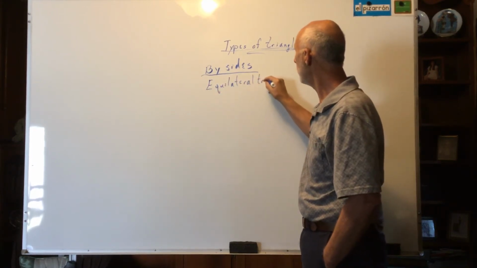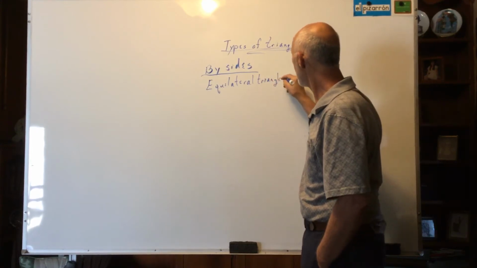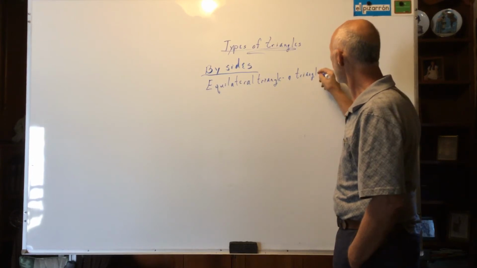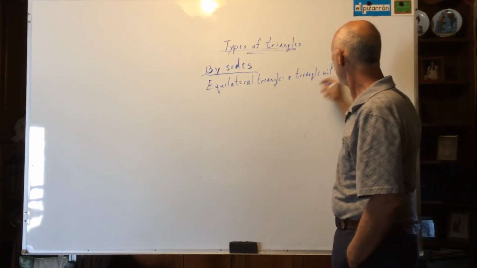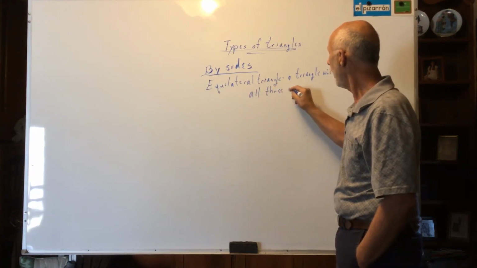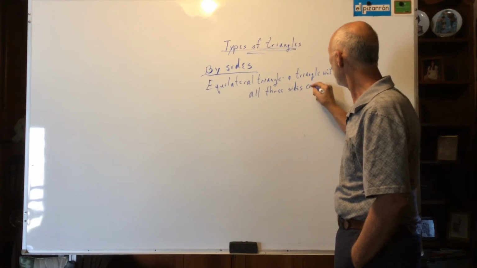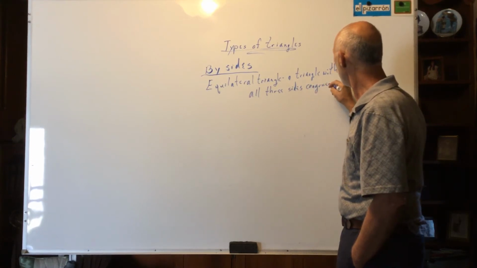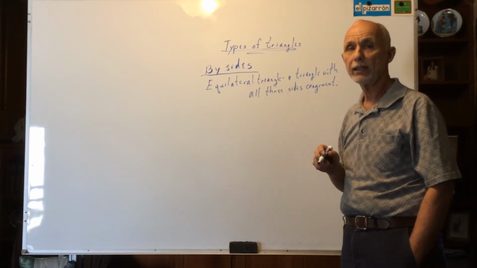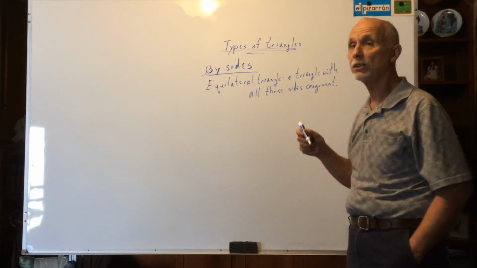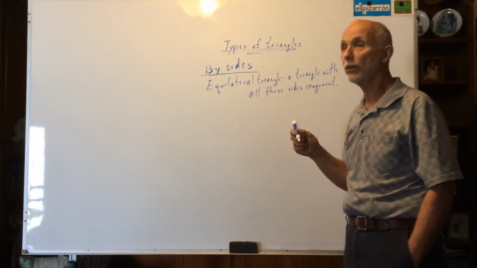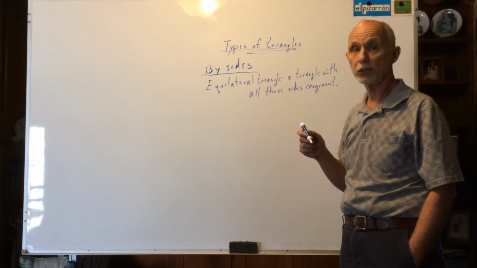And an equilateral triangle is a triangle with all three sides congruent. And again, remember from what we learned before you left school that Friday, we learned that congruent means equal measurement. So an equilateral triangle has all three sides the same measurement.